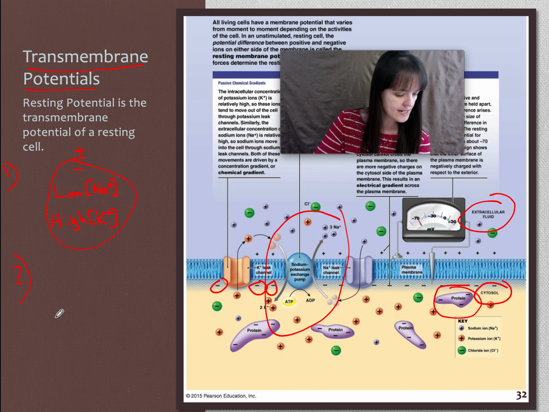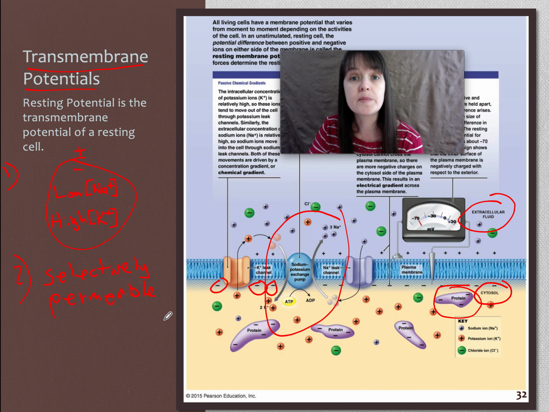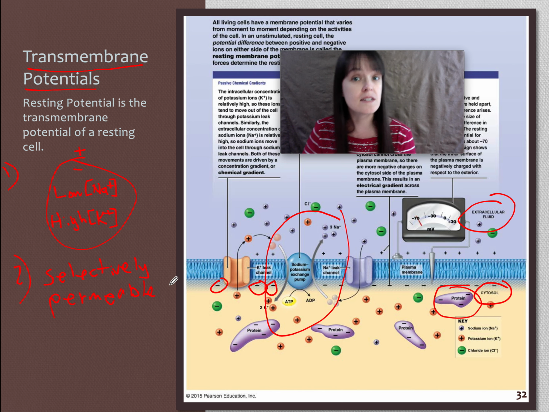Number two, cells have selectively permeable membranes. So permeability is the quality of what is allowed to cross the membrane versus what is not. And so these are selectively permeable. You may recall that freely permeable means that anything can cross the membrane, like an arch without a door. Anything can fit through. Impermeable means nothing can cross it. This would be like a concrete wall that nothing can get through.